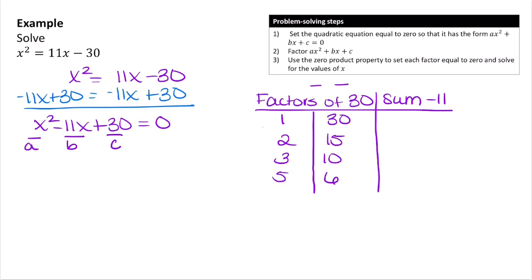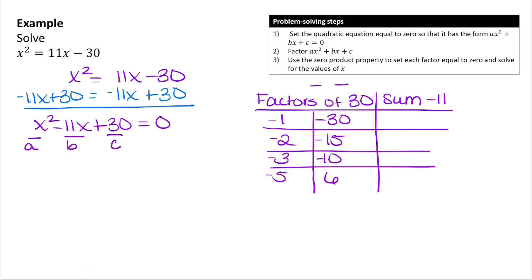Okay, so we have all our factors, and now I'm going to go ahead and make all of these negative before I find the sums. So negative 1 plus negative 30 is negative 31. Negative 2 and negative 15 is negative 17. Negative 3 and negative 10 is negative 13. Negative 5 and negative 6 is negative 11, so that's going to be the pair that works. So I can rewrite this as x minus 5 times x minus 6 equals 0.